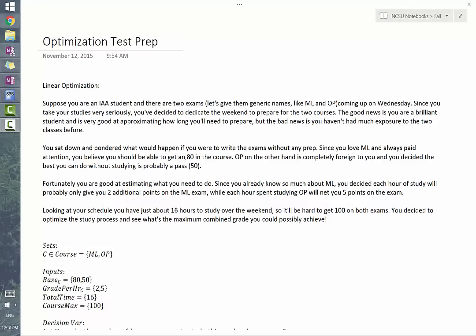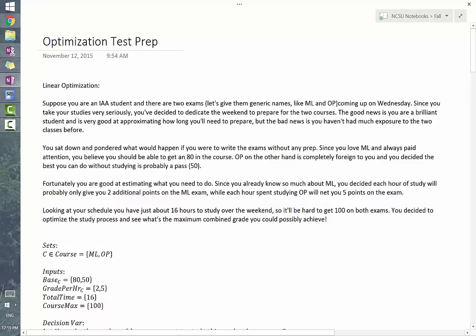Since you love ML and always paid attention in class, you believe you should get about 80 in the course, no problem. OP, on the other hand, is completely foreign to you. Never had any of this in undergrad, so you have difficulty grasping the concepts. And you decided the best you can do without studying is probably a pass, 50.